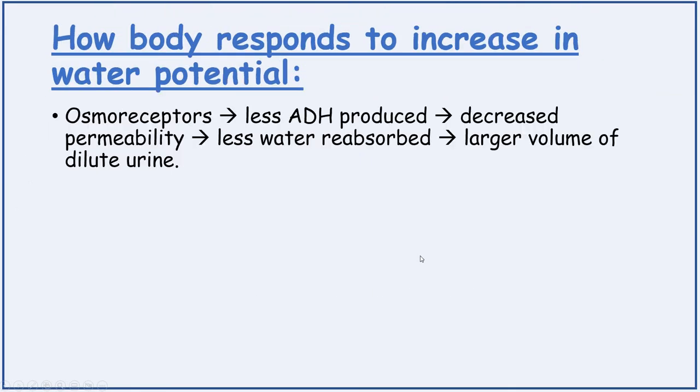And then in terms of how the body responds to an increase in water potential, so if you've got over diluted blood, it's just the opposite. The osmoreceptors will detect that, there will be less ADH produced, there'll be decreased permeability, less water will be reabsorbed, therefore there will be a larger volume of dilute urine.